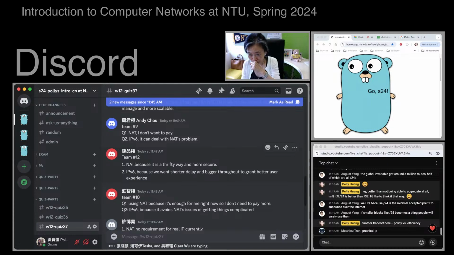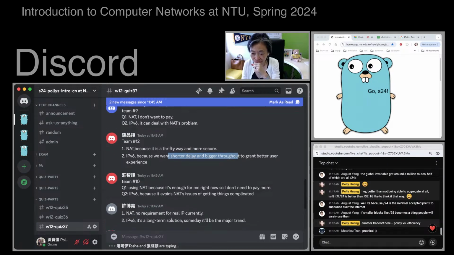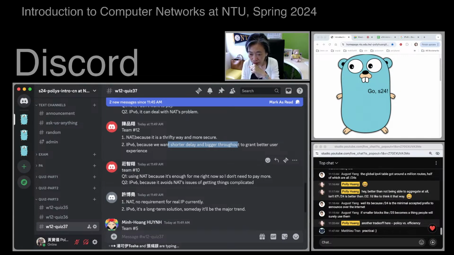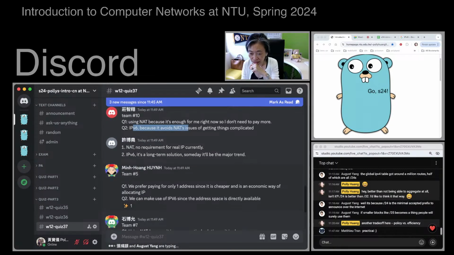Interesting. Shorter delay, bigger throughput. How do you know? Have you studied IPv6 already? Yeah, in IPv6, packet forwarding will be faster indeed. Team 10, using NAT because it avoids NAT issues. Very interesting. Yeah, so Boyao is also very practical because you don't need a real IP, not hosting servers, for example. Not running P2P applications, for example. Very interesting solution. IPv6 because you're looking long term.